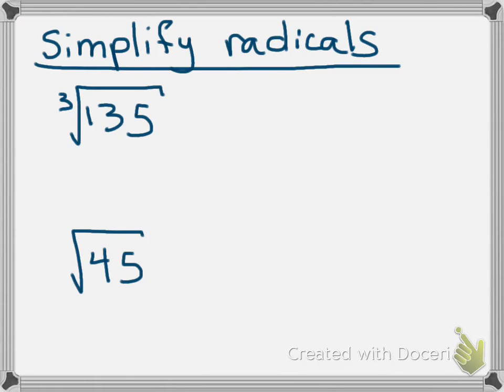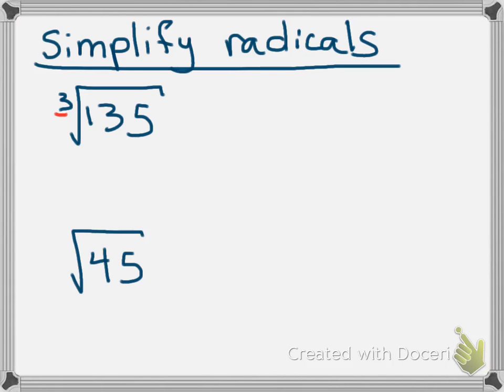Alright, so let's go ahead and start talking about simplifying radicals. We've got a couple of different radical expressions. I'm just going to ask you to simplify. There's a simple way to do this. You want to break it up into something that you know versus something that you don't know. For example, this first example has an index of 3.